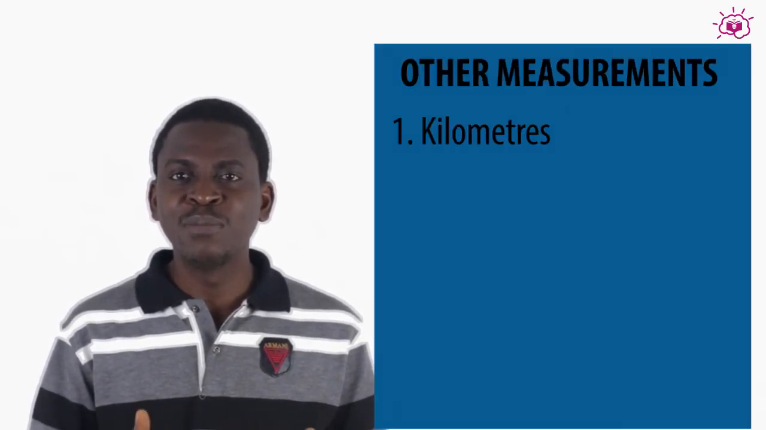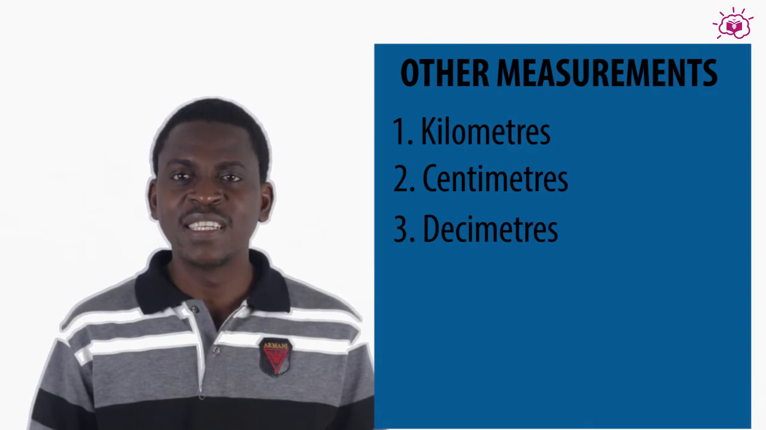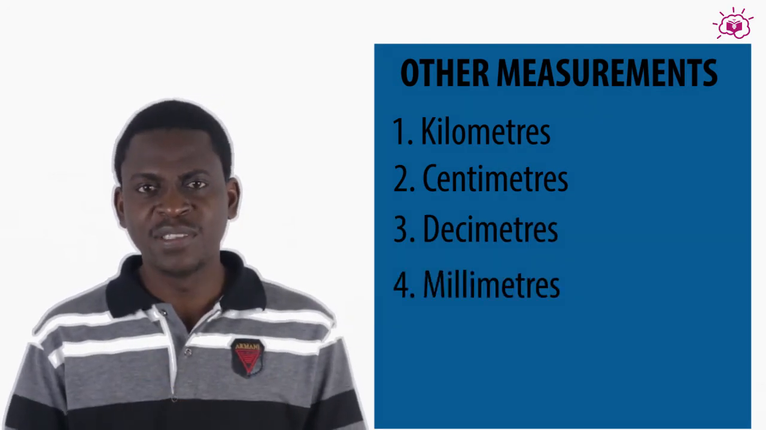Let's look at distance. What is distance? Distance is simply the difference between 2 points or 2 positions. It's also explained as a change in position from one point to another. The standard unit for measuring distance is meters. Other units of measurement are kilometers, centimeters, decimeters, and millimeters.